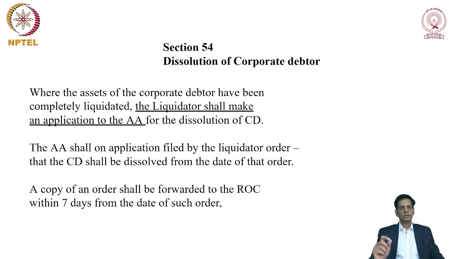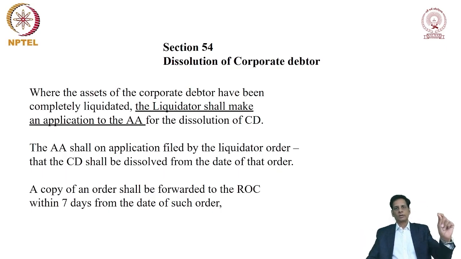Now, is it an option for AA or is it an obligation for AA? Remember, the wordings under section 54 are AA shall, on an application filed by the liquidator, order that the CD shall be dissolved from the date of that order. But who will implement the dissolution? Striking of the name is done by the ROC.